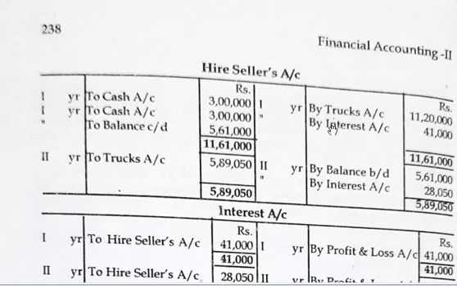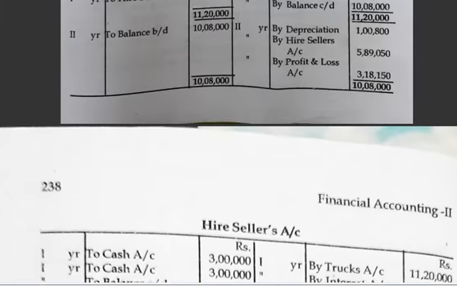Here interest, when you write by interest 41,000, here it is to hire seller account 41,000. Transfer to the profit and loss account, both sides 41,000 and 41,000. Now go to the truck account.